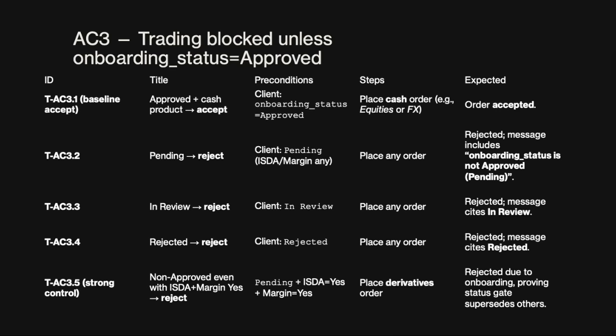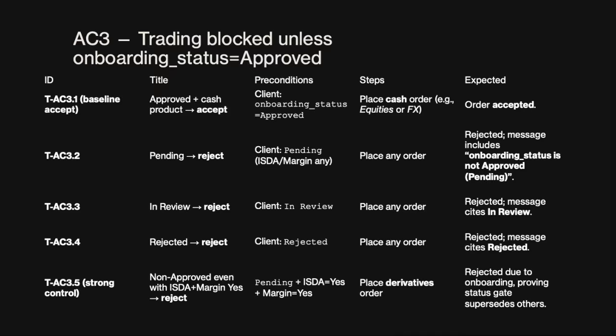Acceptance criteria 3 tests: trading blocked unless onboarding status equals approved. What AC3 enforces? There's a single gate on trading. Only clients with onboarding status equals approved may trade. Every other status is blocked, regardless of ISDA, margin, product or channel. These tests prove both the allow and all the deny branches.